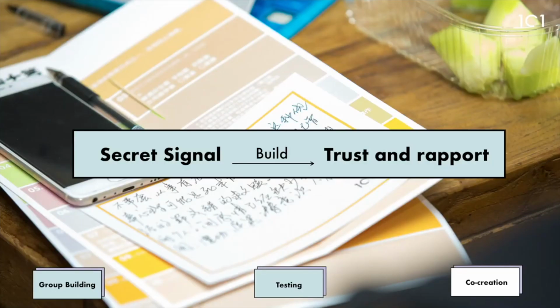One idea that came out of the workshop was a secret signal for condoms. Every time they say the secret signal, it means to get a condom because they want to have sex. The condom was a signal for their intimate relationship and was a way to build trust and rapport.